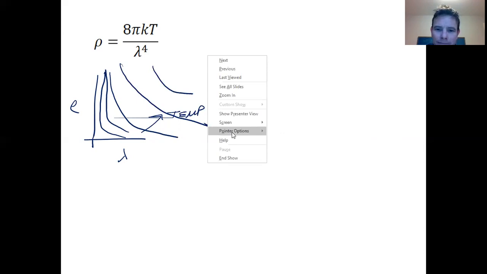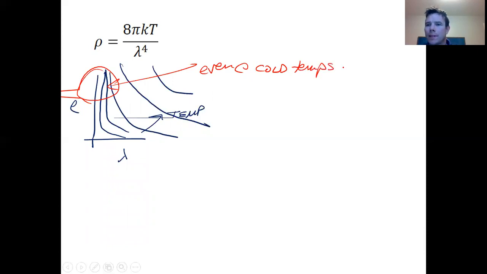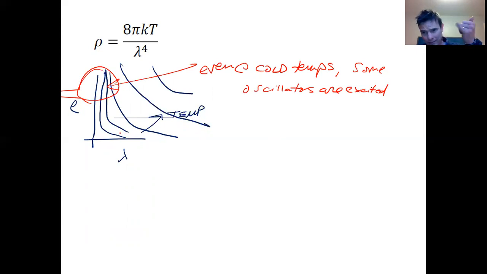Wrong color. I want to do this in red. What I want to emphasize to you is this behavior here, right? Even at cold temperatures, it can be really cold, some oscillators are excited, right? So these are at the short wavelength, right? And even if I make this thing approaching absolute zero, these short wavelength oscillators are still excited.